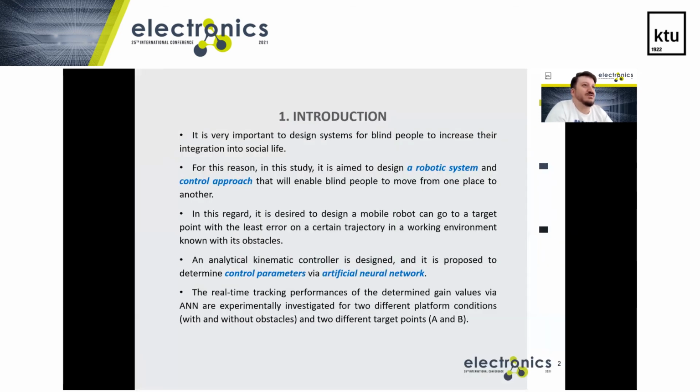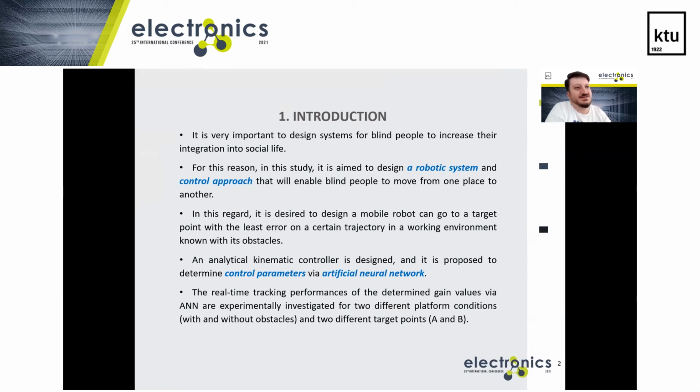First of all, I want to talk about the importance of designing systems for blind people to increase their integration into their social lives. So in that study, we aimed to design a robotic system and also a control approach which will enable blind people to move from one place to another. It was decided to design a mobile robot that can go to a target point with the least error on a certain trajectory in a working environment known with its obstacles.